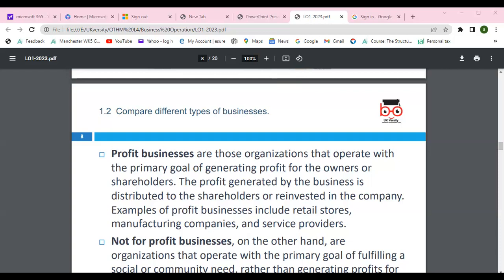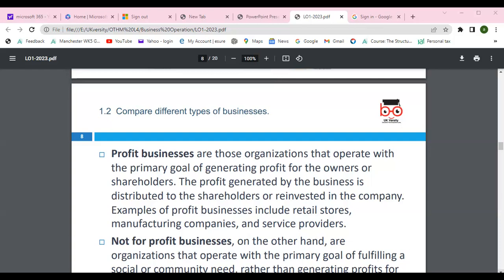We can be registered on the stock exchange and issue shares to the public. And if you want to set up a company in the UK, we use companyhouse.gov.uk, where we pay £15 and can register the company. LTD, yes. Then of course we're running the business. So profit generated by the business is distributed to the shareholders or reinvested. That's all we're doing.